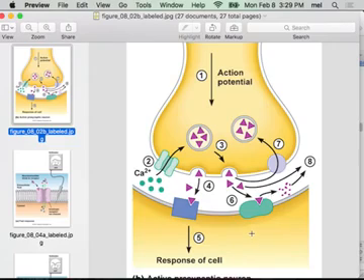Or what about an enzyme? If there was an enzyme that broke it down, you could block the activity of the enzyme. Does that make sense? Okay, so a lot of our antidepressant and anti-anxiety drugs will do exactly that.